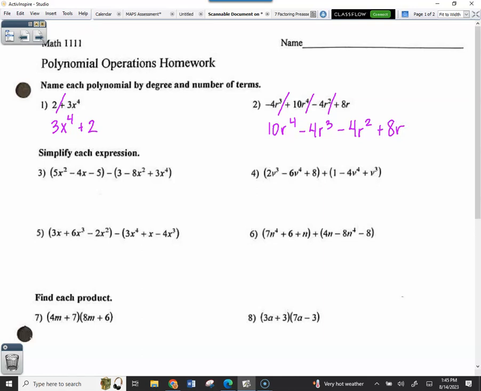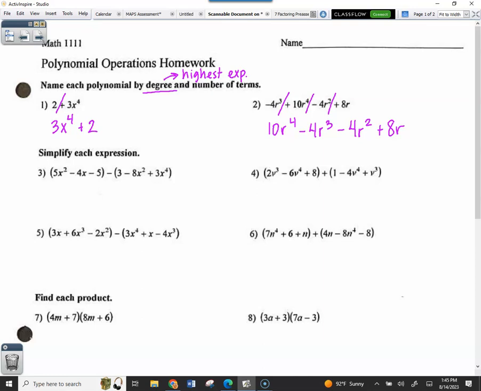The leading term is 10r to the 4th power. So the degree, which means highest exponent, in this case is 4, which means it's called a quartic polynomial, or you can say degree 4. You do need to know constant, linear, quadratic, and cubic. That's 0, 1, 2, 3. Anything higher than that, it's safe to say the actual number. You don't have to call it by a fancy word.